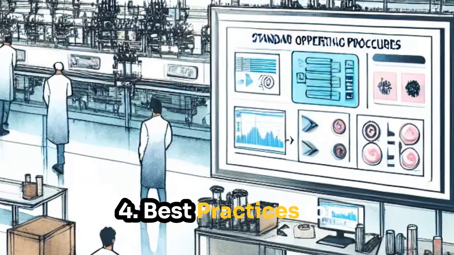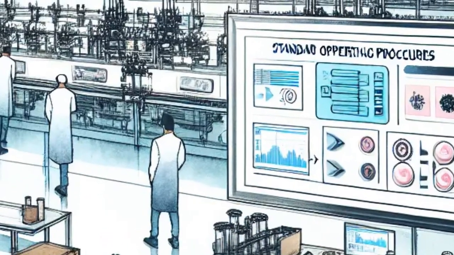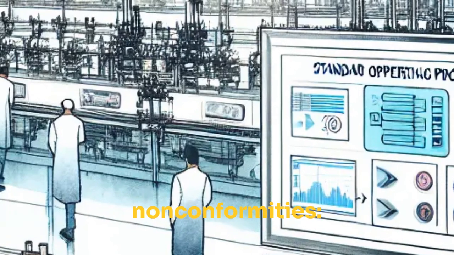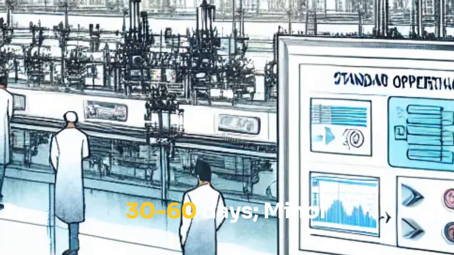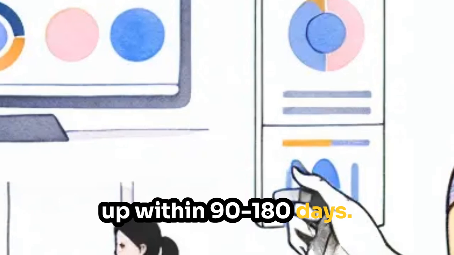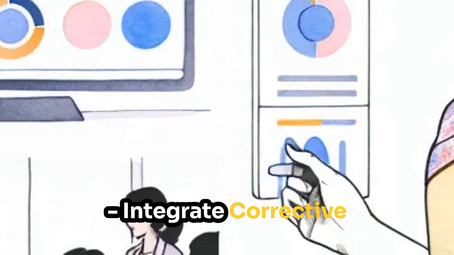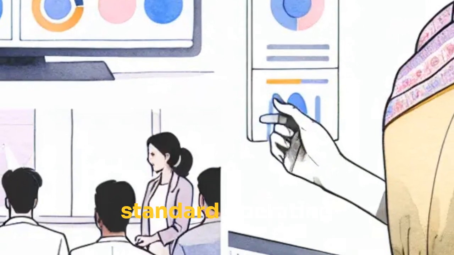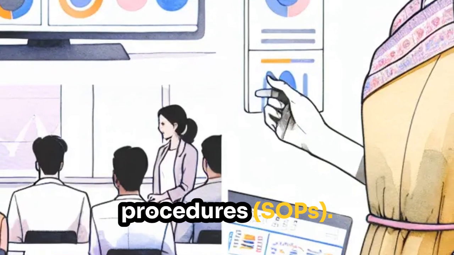4. Best practices for sustainable compliance. Schedule follow-up audits based on risk level. Major nonconformities, follow up within 30-60 days. Minor nonconformities, follow up within 90 to 180 days. Integrate corrective actions into daily operations. Ensure changes are part of standard operating procedures, SOPs.